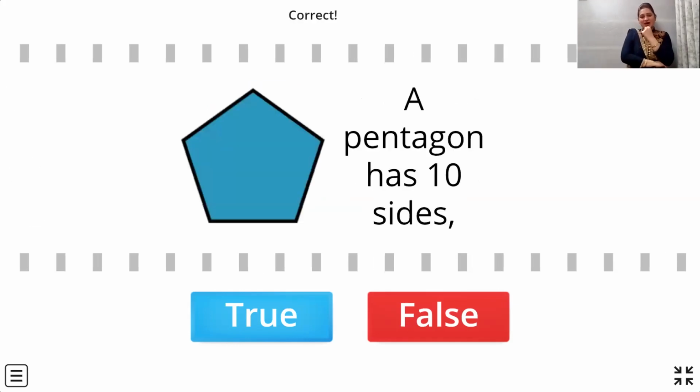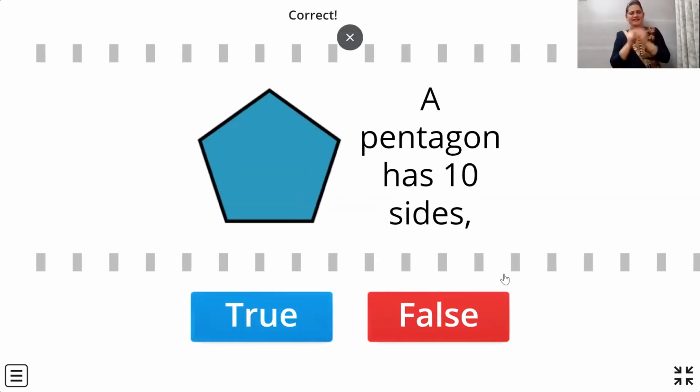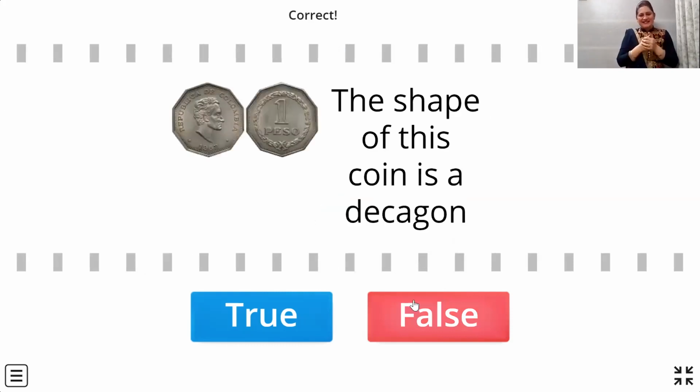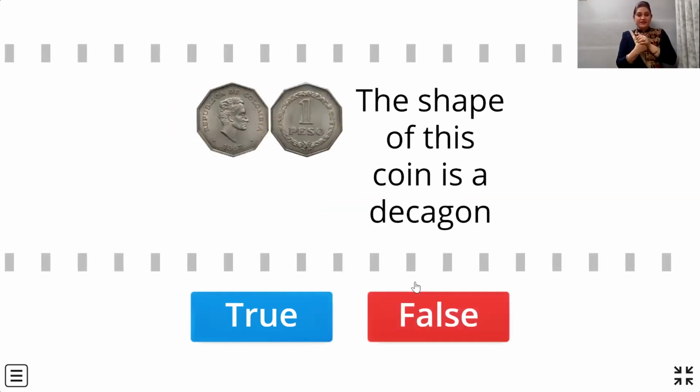And now a pentagon has 10 sides. Yes, I know the answer. It's false. No. Oh, yes, we got it correct. Now the shape of this coin is a decagon. Let's see. Let's count and check. 1, 2, 3, 4, 5, 6, 7, 8, 9, 10. Yes, the answer is true.